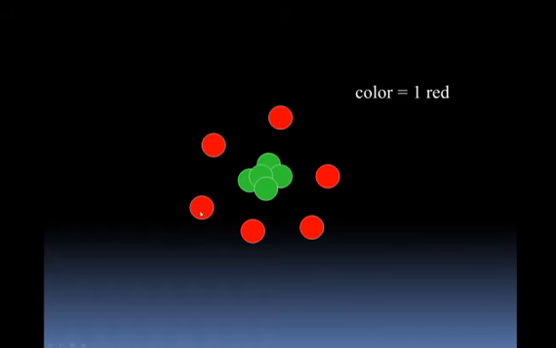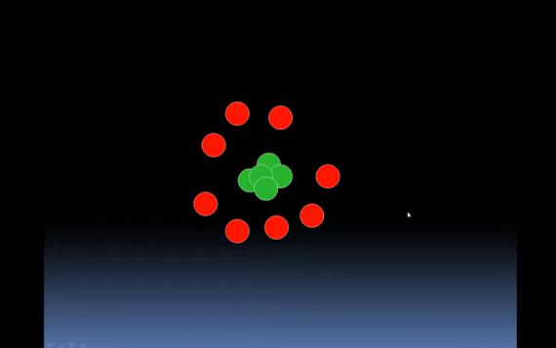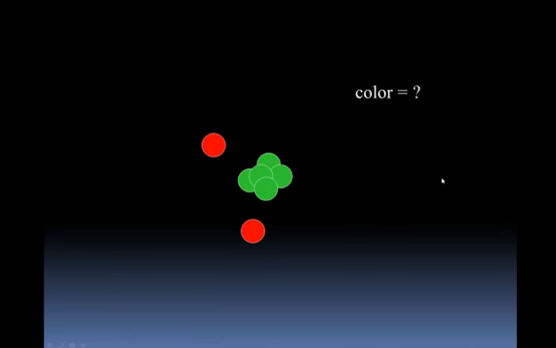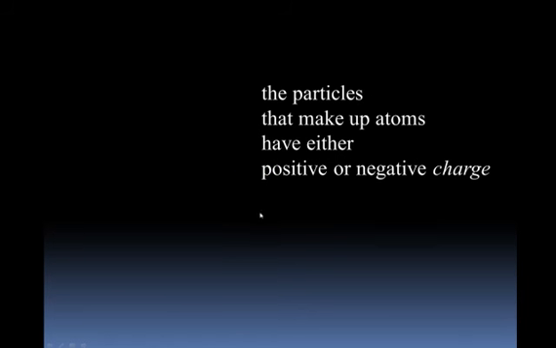Actually, we added on 1, I'm sorry. 1, 2, 3, 4, 5, 6. Yep, 1 red. Now what? 1, 2, 3, 4, 5, 6, 7, 8. So 3 red. All right, my color? 3 green.